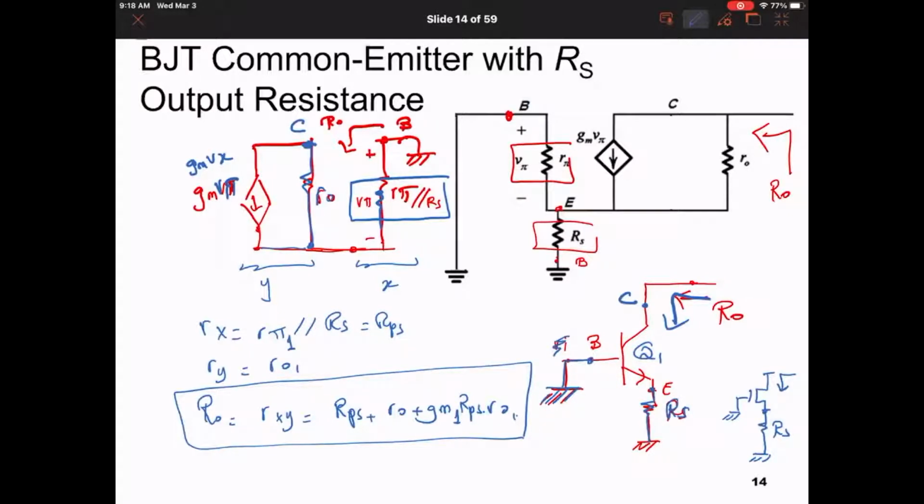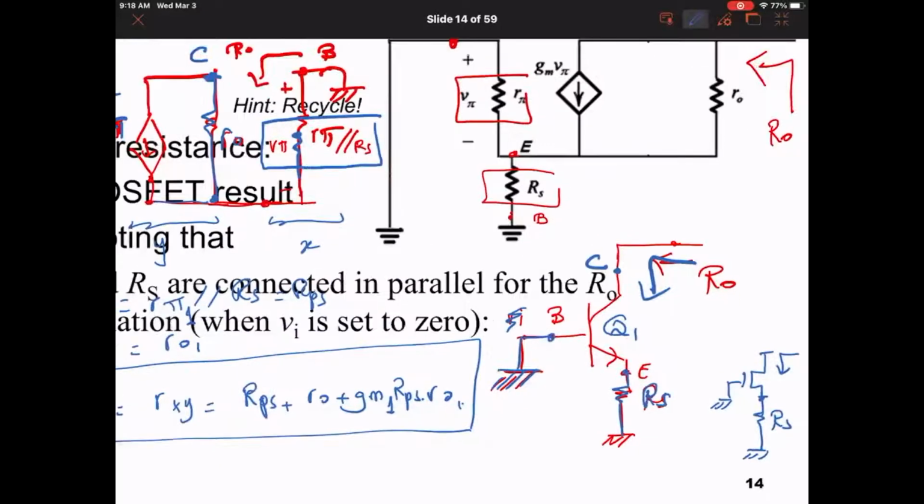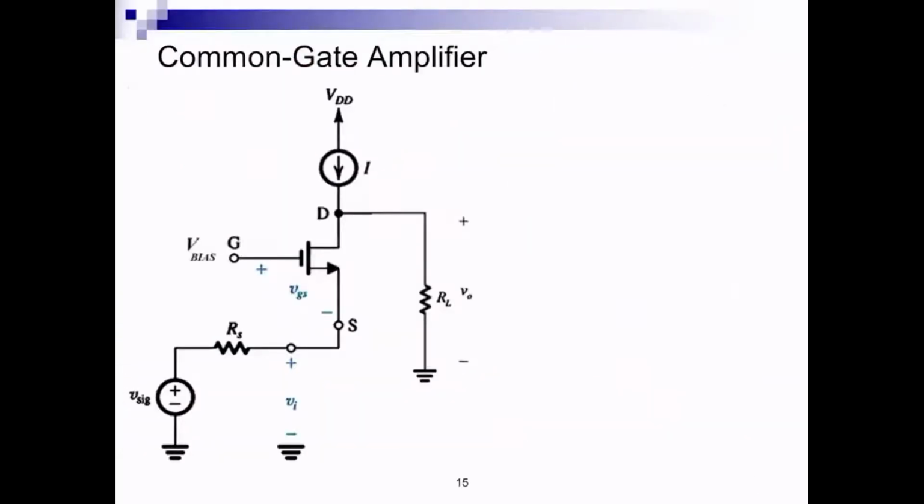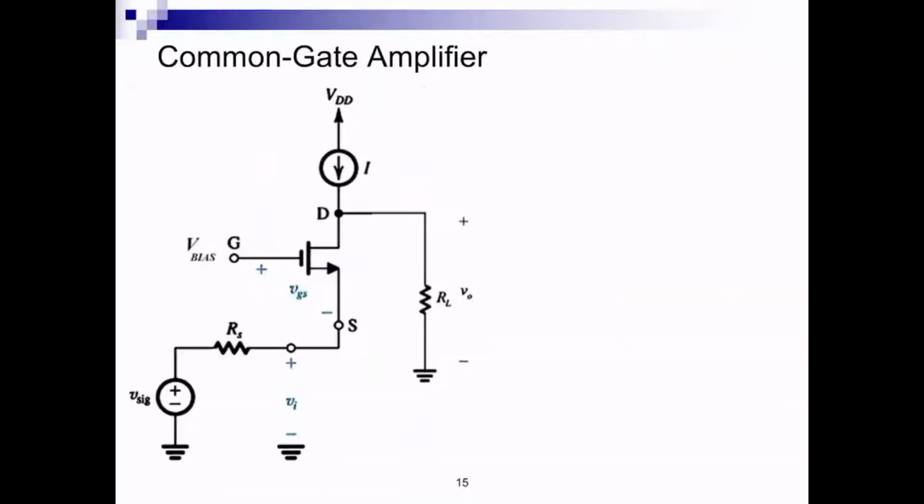Good, thanks. Okay, so the derivation is here, and we're not going to go through it. And then we will look now at the common emitter with emitter resistance. Now we're going to look at another circuit, which is the common gate amplifier. Each amplifier has a function. Common emitter with emitter resistance, the gain is smaller. In the case of the BJT, the input resistance is higher, and later we will learn that it helps stability.